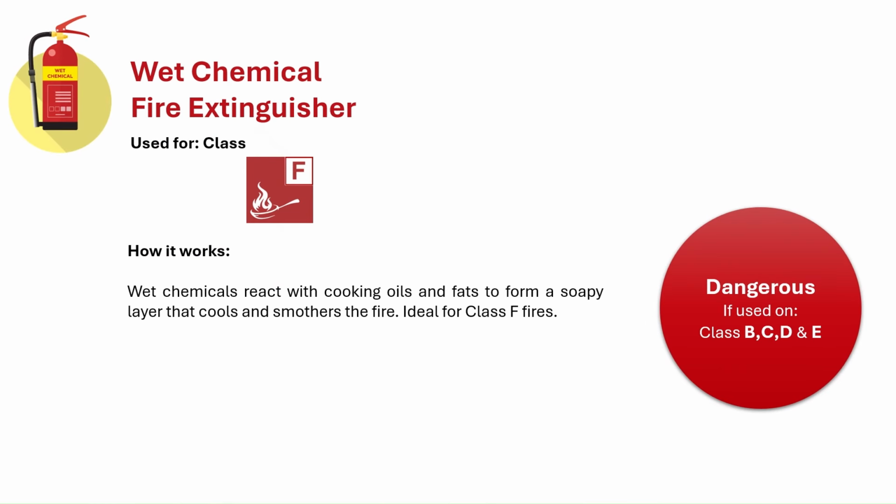Wet chemical extinguishers are specifically designed for Class F fires, which involve cooking oils and fats. The wet chemical reacts with the oil to form a soapy substance that cools and smothers the fire. These are essential in kitchens and food preparation areas. Wet chemicals should not be used on Class B, C, D, or E fires.